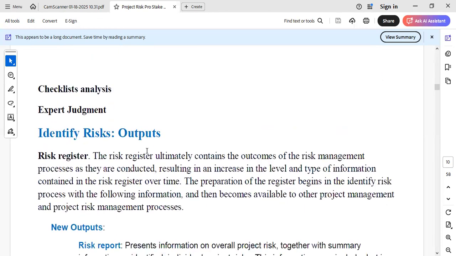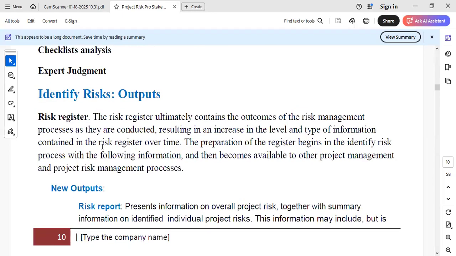So that is that. The risk register becomes our output. The risk register contains the outcome of the risk management processes as they are conducted. So the risk register has what? They identify the risk.